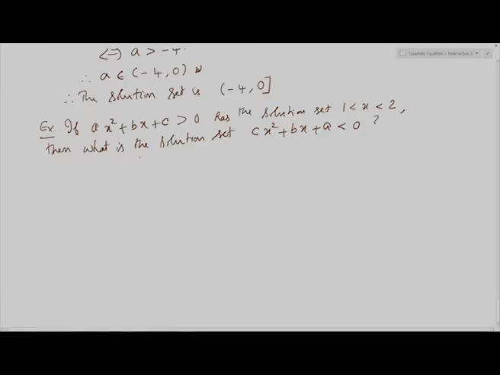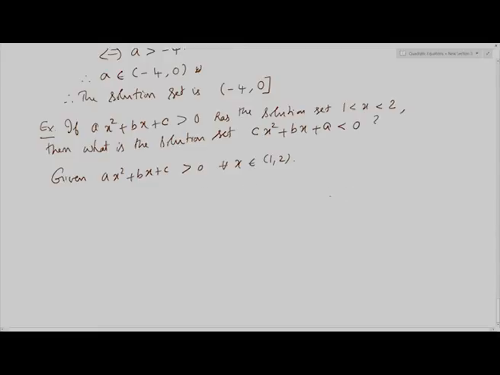Now, how do we proceed? Let us take the given assumption: ax square plus bx plus c greater than 0 for all x in the open interval 1 comma 2. It is given. This implies, remember, the function is positive, so the graph of the function will be like this.